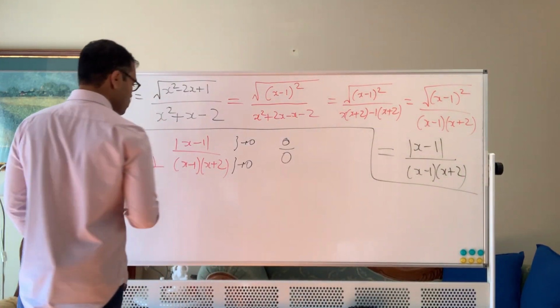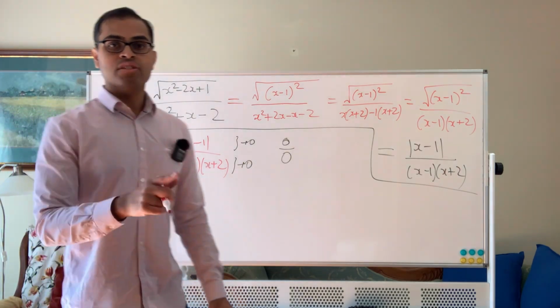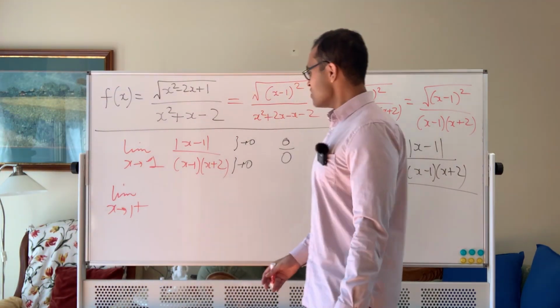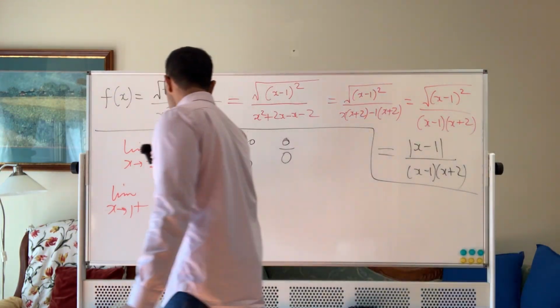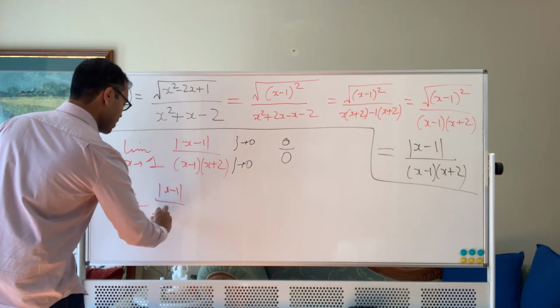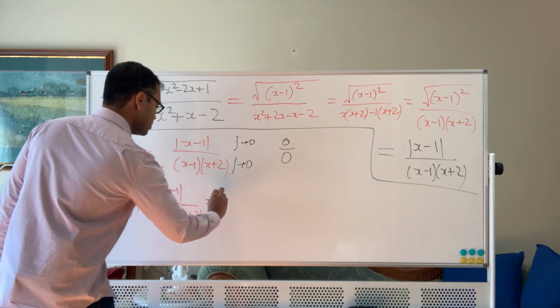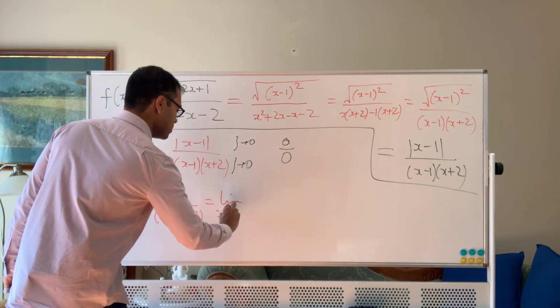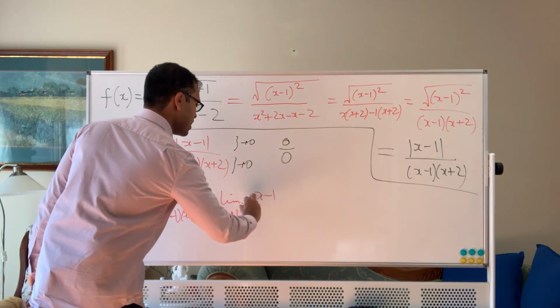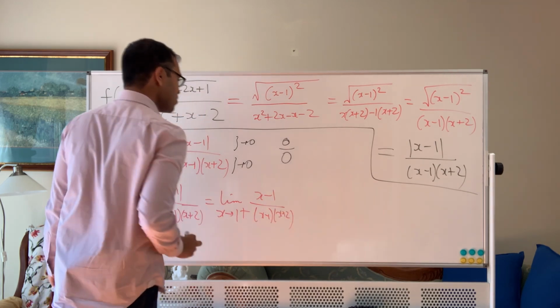As x approaches 1 from the right, x is greater than 1, so the absolute value of x minus 1 is just x minus 1, because x minus 1 will be positive when x is greater than 1. So I'm just going to write this out. It's going to equal the limit as x goes to 1 from the right of x minus 1 divided by x minus 1 times x plus 2. So that's all well and good.